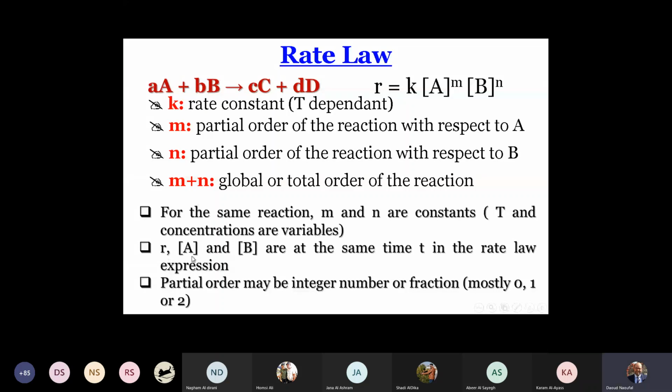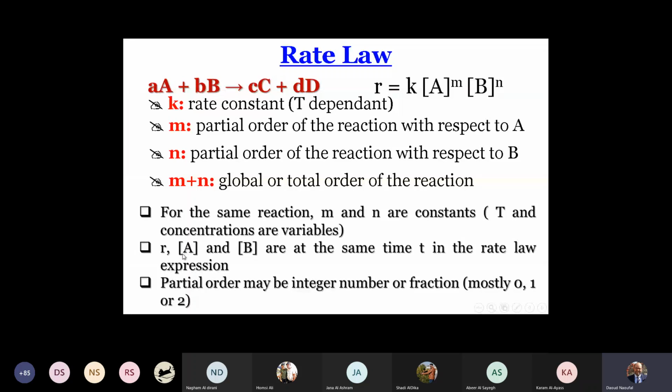The rate, the concentration of A and that of B should be used at the same time in the rate law expression. I can write R at 5 minutes equals K, which is independent of time and constant, times A at 5 minutes to the power M, times B at 5 minutes to the power N. And I can also write R at 50 minutes equals K, A at 50 minutes to the power M, B at 50 minutes to the power N.